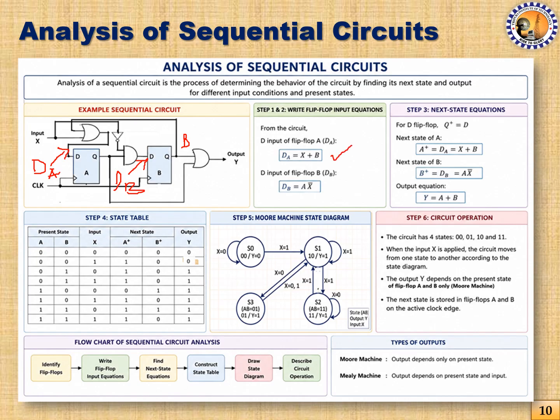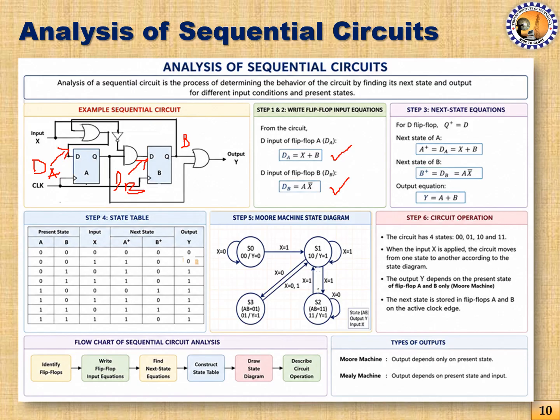Similarly, the input of this flip-flop comes from the output of this AND gate. At the input of the AND gate, we can see that X is in inverted form, and the output of the previous flip-flop, that is flip-flop A, is given as the other input of this AND gate. As a result, the output expression of the AND gate is A X bar, which is the input flip-flop equation for DB. Next, we will try to find out the next state equations.